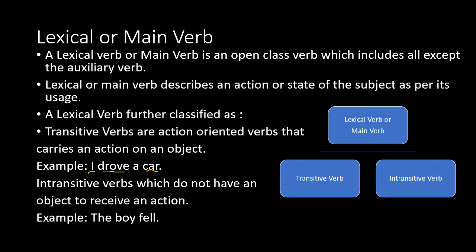Whereas in the intransitive verb, we do not have any object, right? So no action can be received. The boy fell, right? The boy is the subject and fell is the intransitive verb. But we don't know where the boy fell. The boy fell in the pond, on the floor, in the class, on the road. We don't know, right? We just know the boy fell. So there is no object in this sentence. That is why the action cannot be carried on further. It becomes an intransitive verb. Okay, I hope it's clear. Let's see what else we have.